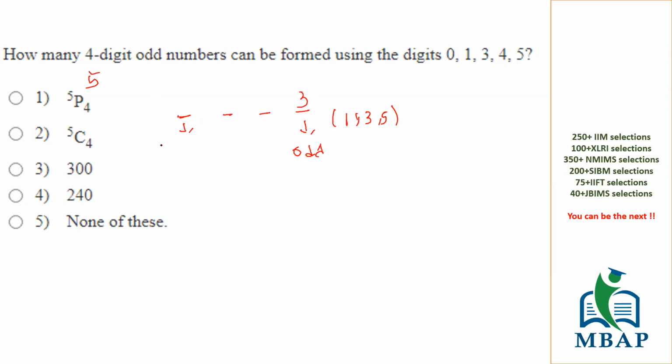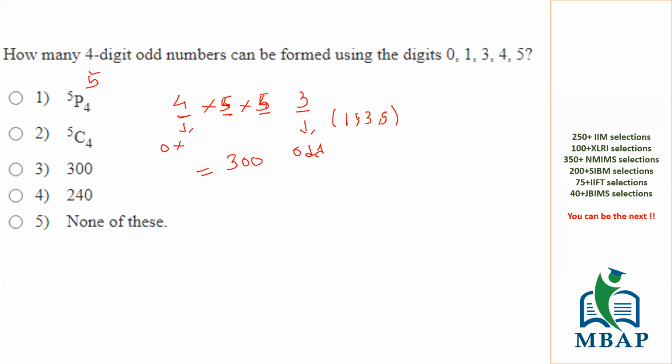For the first one, you cannot have a 0 over here. So you have four options. And they have not talked about repetition, so we'll assume that repetition is allowed. So 4 into 5 into 5, and the last digit has 3 options. This gives us 300.